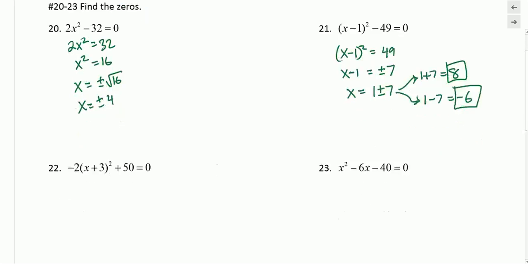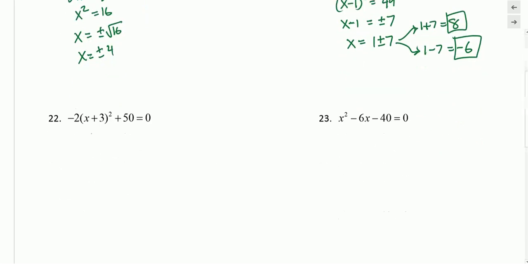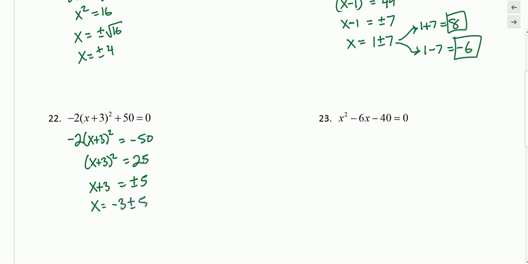22. I'm going to use the same method. First by subtracting 50, second divide by -2, take the square root, and subtract 3. Split it up into two cases, and we get 2 and -8.